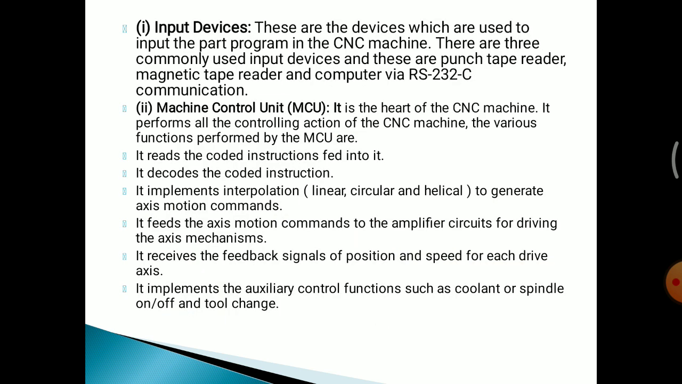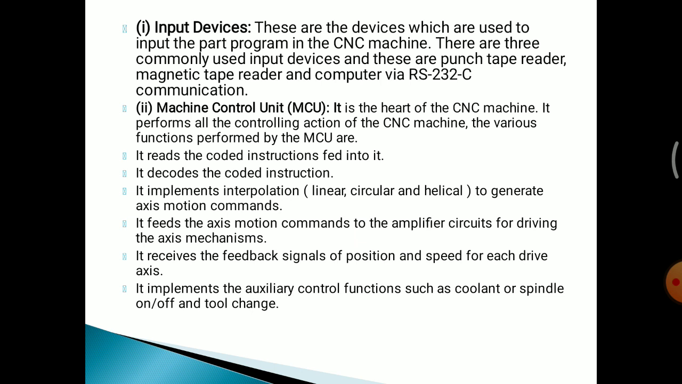Now, input devices used in the CNC machine are punch tape, magnetic tape, or through a computer by using an RS-232 communication cable. We can input the program into the CNC machine. Similarly, we can also input the program into the CNC machine manually. It is called MDI, manual data input, for simple jobs. We cannot make use of manual data input for complicated or complex jobs.